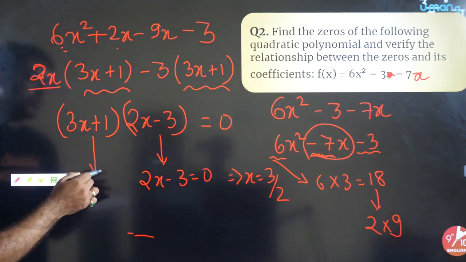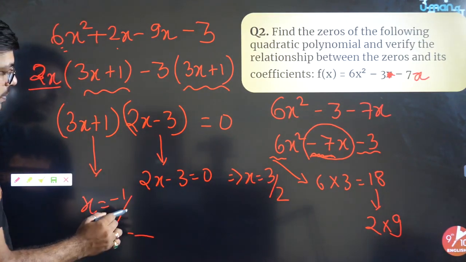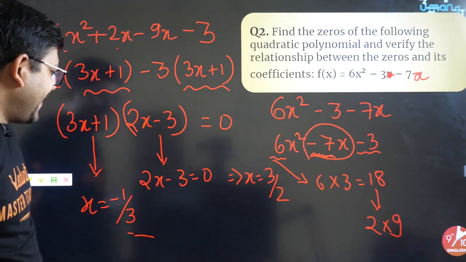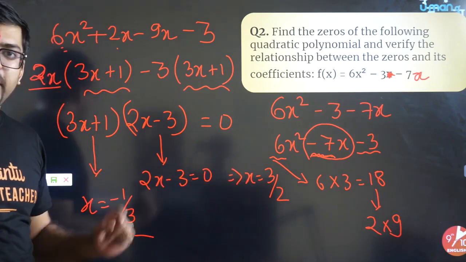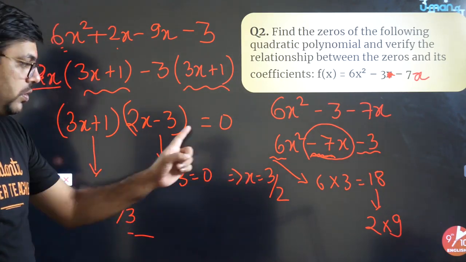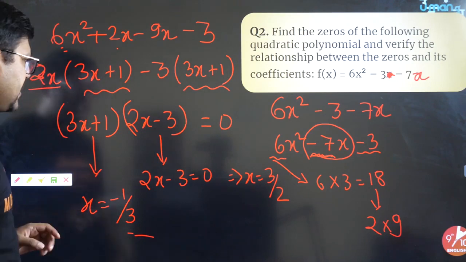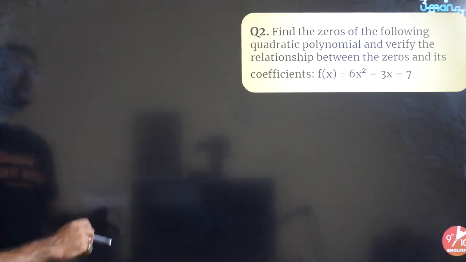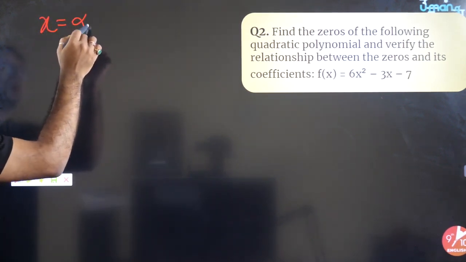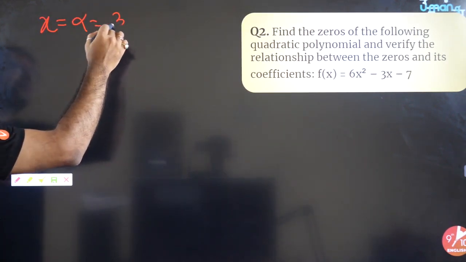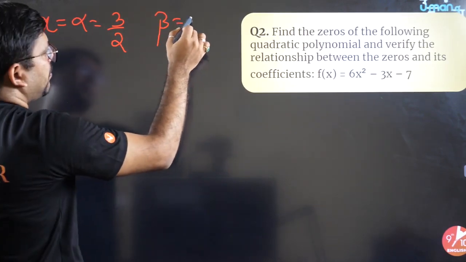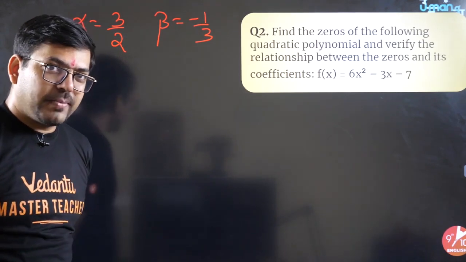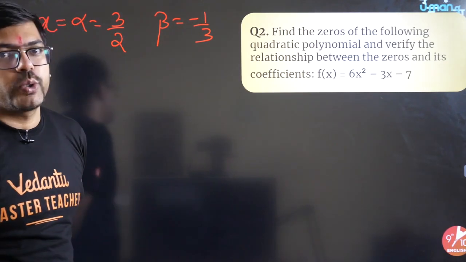Similarly, if you do it here also, you will get x is equal to minus 1 by 3. So you have got the zeros as 3 by 2 and minus 1 by 3. So if these are the zeros, let's solve the entire question. So we got the zeros. X is equal to alpha, say for example, 3 by 2 and minus 1 by 3. These are the zeros. Fine.